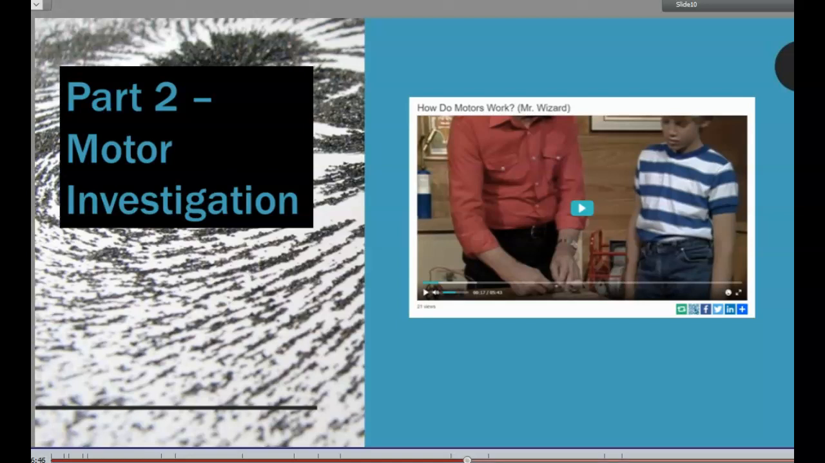So I do want to share with you a video. It is a little bit long, and it kind of is slow to start, but it just shows you the very basic setup and build of a motor so you can get an idea of how it works. And then from there, you will be able to answer those last 3 questions.